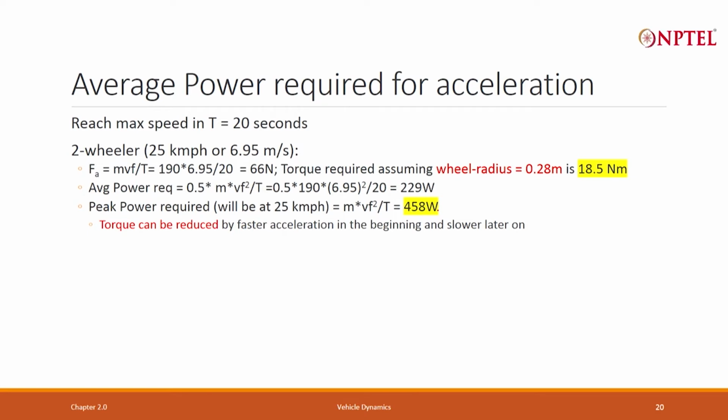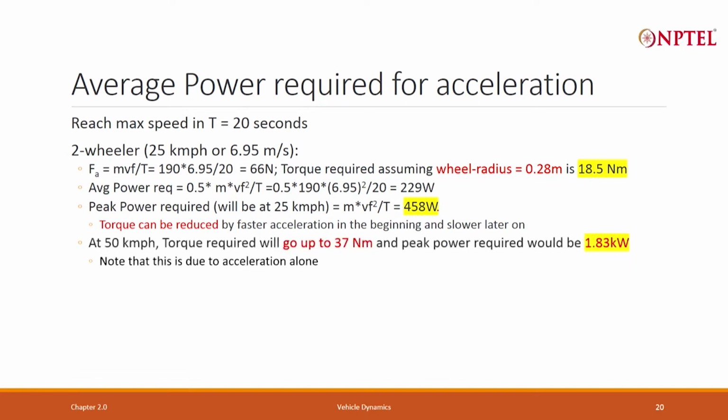As I pointed out, it is possible to reduce peak power by first accelerating faster and then slower. At 50 kilometer instead of 25 kilometer, suppose in 20 seconds I want to reach 50 kilometer, torque requirement will go up to 37 Newton meter and peak power requirement will go up to 1.83 kilowatt. So, this is the difference between a two-wheeler which goes to 25 kilometer versus 50 kilometers per hour.